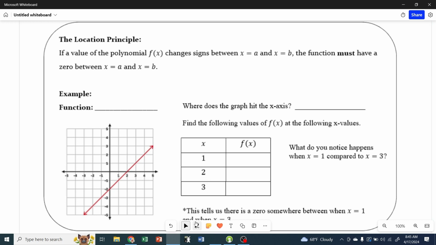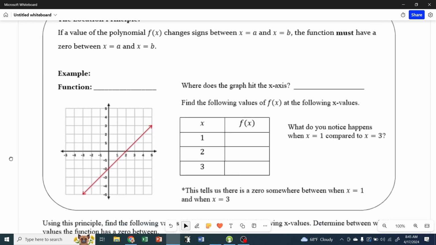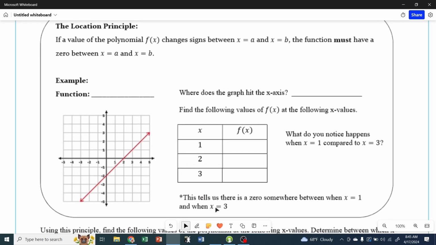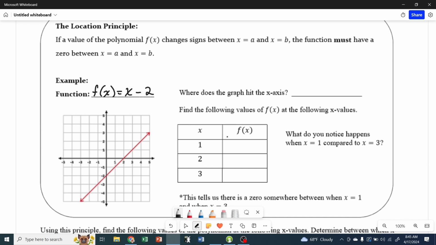Okay, so let's take a look at this graph here. I have this line, and this function would be f of x. It's in slope-intercept form, so its slope is 1 and its y-intercept is -2, so x minus 2. And we can see that the graph hits the x-axis right here at 2.